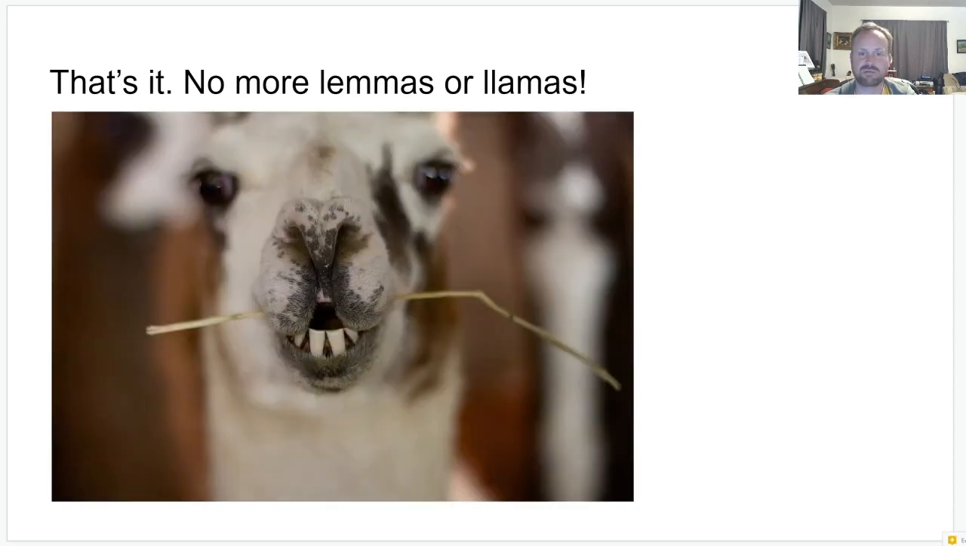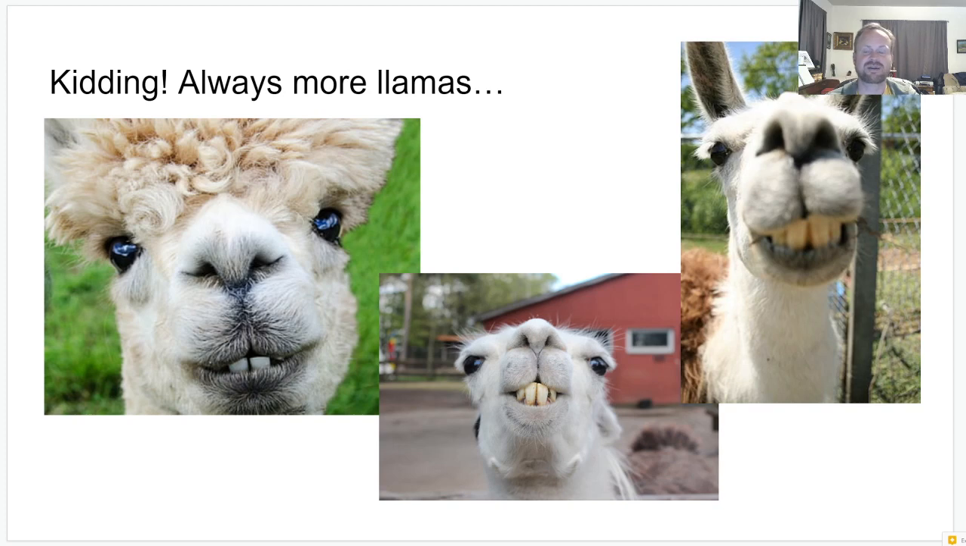And with that, we're done. That's all there is to the pumping lemma. In order to prove something's non-regular, we apply the pumping lemma, and that's it. And I promise, no more lemmas, no more llamas. Alright, okay, some more cute llamas. And also, we're going to have some more lemmas too.